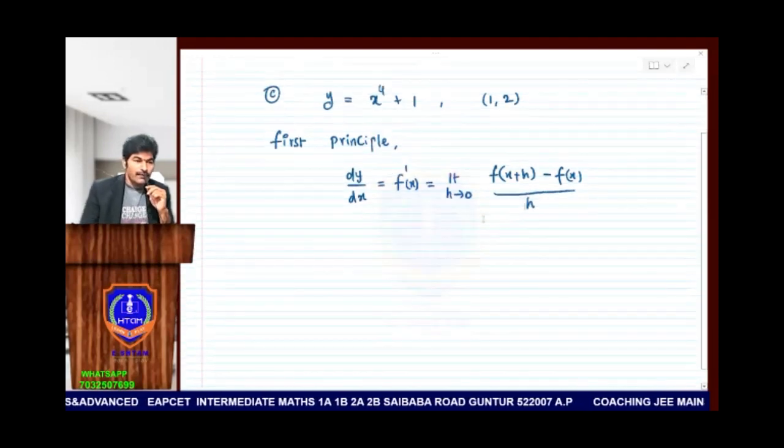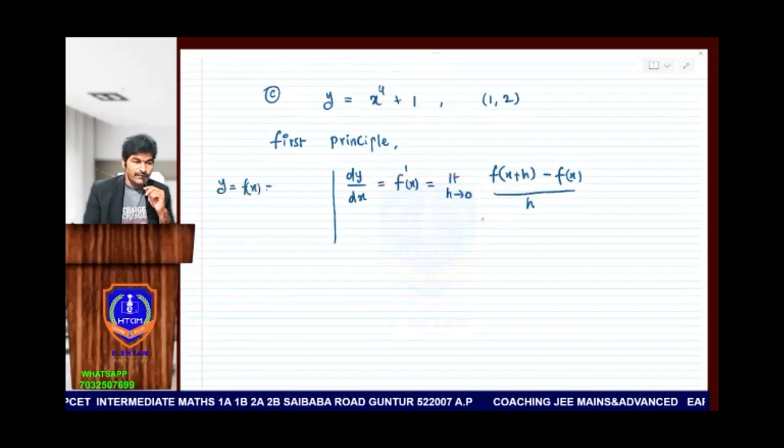And we have to define the values before applying this first principle. Here y means you have to understand this is f of x. Y means always f of x. And it was defined as x power 4 plus 1.